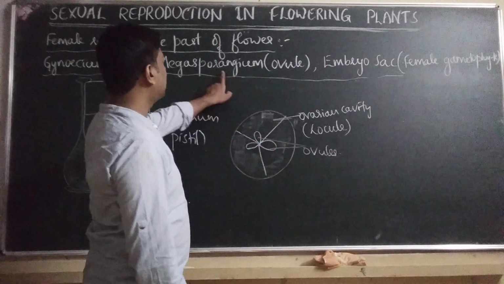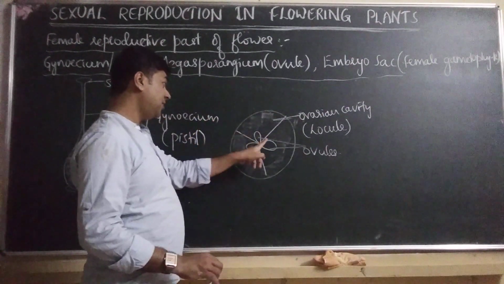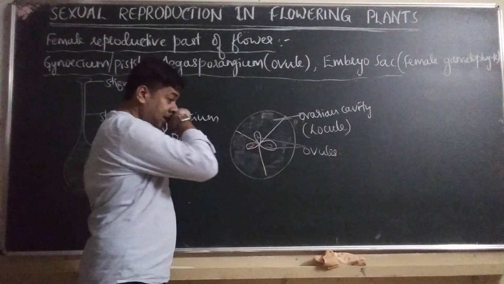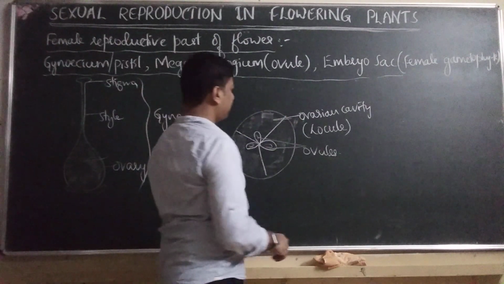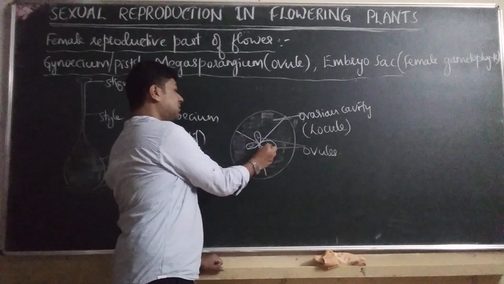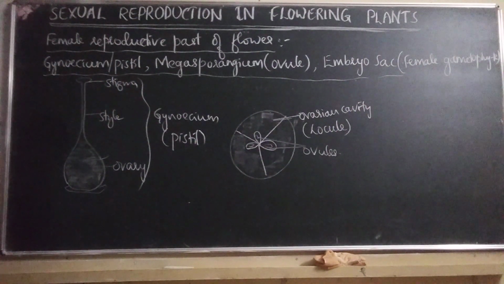The ovule is called the megasporangium. I have already explained why it is called megasporangium. Then within the ovule there will be the embryo sac, and within the embryo sac, the megaspore is produced. Now we have to learn the structure of the ovule. But before we learn the internal structure or cross section of the ovule, we should know that some plants contain a single ovule and some plants contain many ovules.